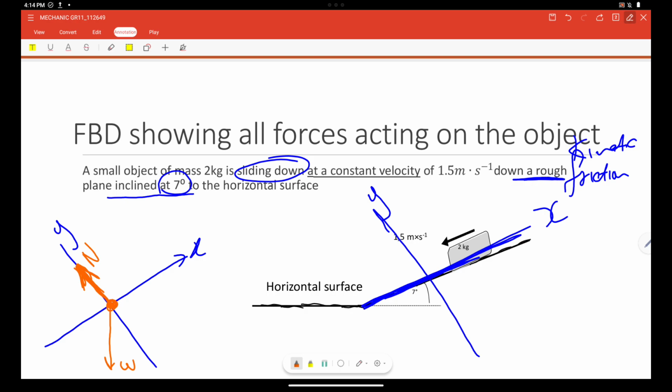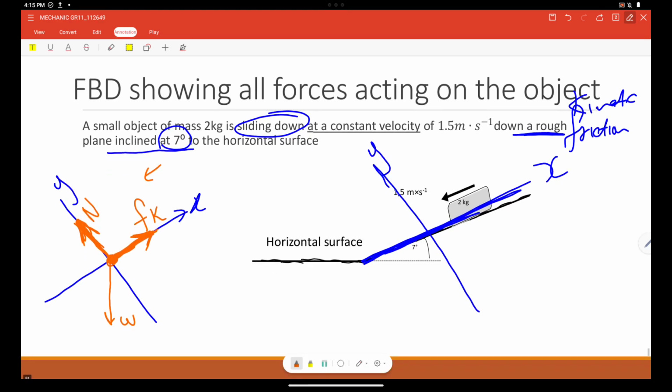Normal force. Which other force do I have? We also have kinetic frictional force. Because this object is moving down the slope, kinetic friction will be opposite to the direction of motion. Remember, it must be parallel to the surface. So this will be kinetic frictional force.